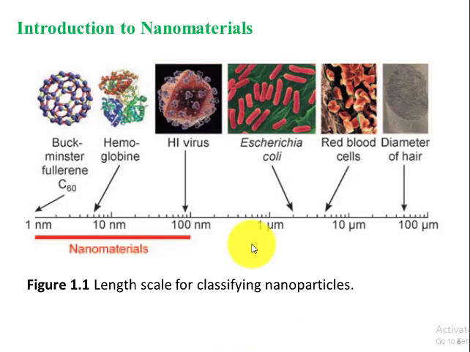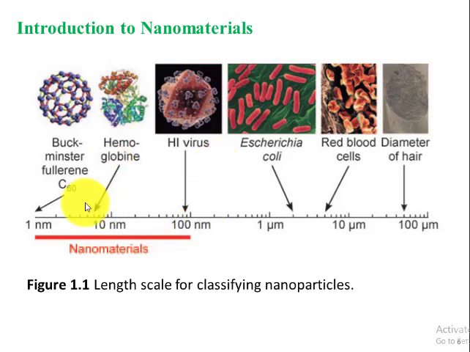This is figure 1.1. This figure explains some materials and some particles. This is the length scale for classifying nanomaterials. On the right hand side of the figure, we can see the diameter of a hair. It is 100 micrometer. From here to red blood cells, we can see there is a decrease in size. The red blood cells are in the range of 10 micrometer size. Escherichia coli is 1 micrometer in size, and we can see HIV viruses, they are only 100 nanometer.